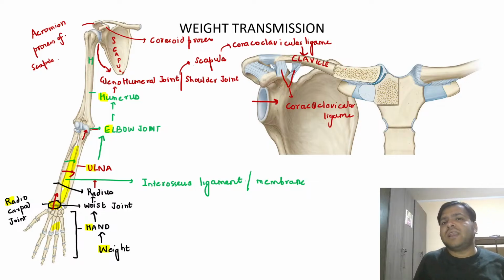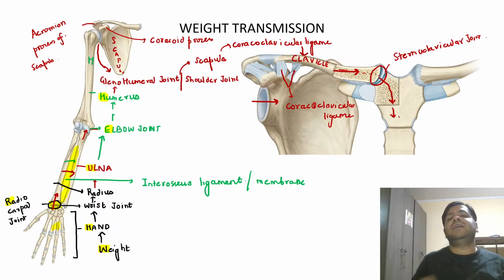Now, after coming into the clavicle, guys, through the sternoclavicular joint, the weight will come into the sternum or the axial skeleton. Some amount of weight will also be transferred to the other clavicle. 90% of the weight will go into the sternum, but 10% will go into the other clavicle.